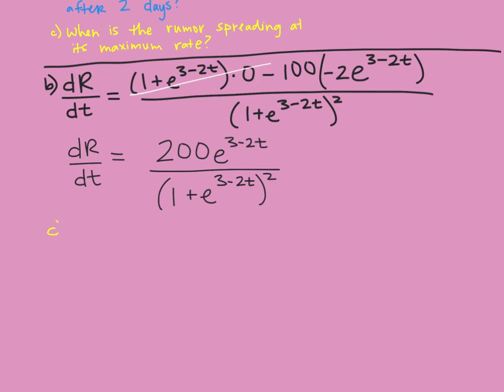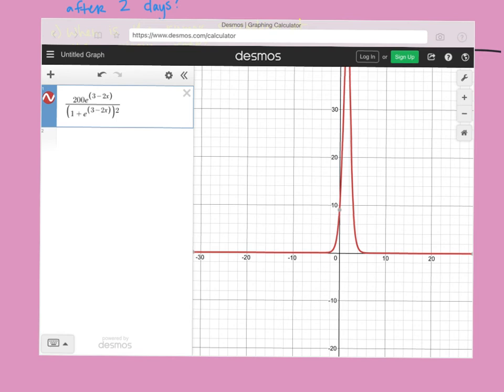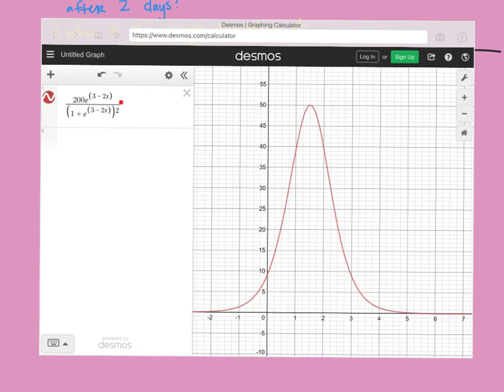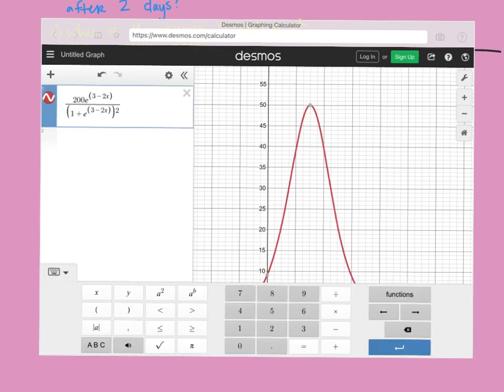Now in part C, we want to know when is the rumor spreading at its maximum rate, and we'll actually find what that maximum rate is. What we can do here is use Desmos or our graphing calculator, and I kept dr dt here because this is the rumor spreading, and we want to see when it's at its maximum. What I've done here is graphed the derivative function that we found on Desmos. I used x instead of t. In order to get e, I had to go to the ABC tab down here, so I clicked the ABC button and just used E. Desmos knows what you mean when you plug in E from the keyboard.